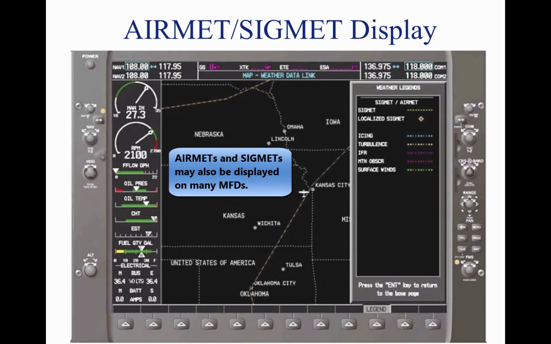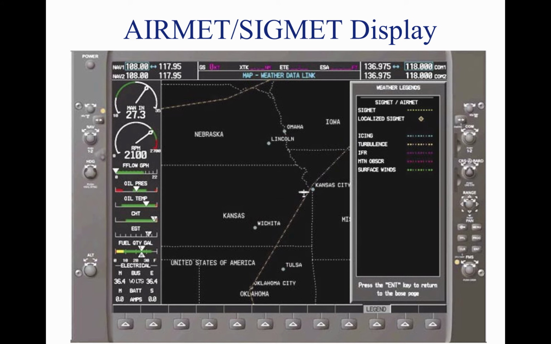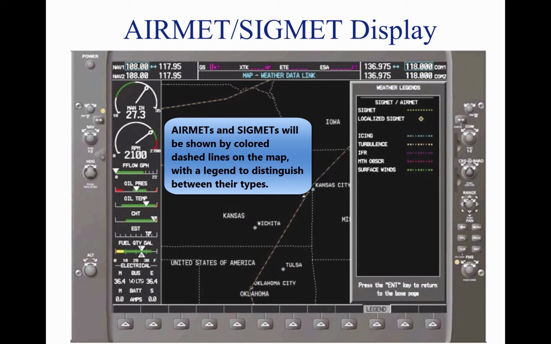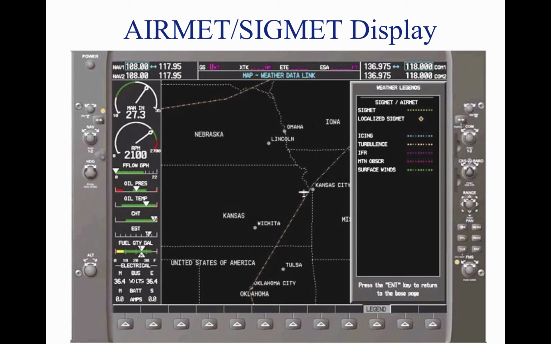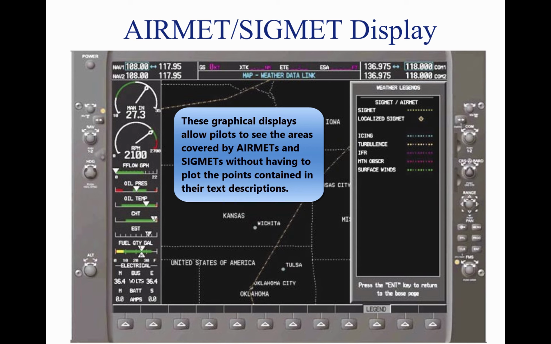AIRMET SIGMET information is available for the displayed viewing range on the MFD. Some displays are capable of displaying weather information for a 2,000-mile range. AIRMETs and SIGMETs are displayed by dashed lines on the map shown above. The legend box denotes the various colors used to depict the AIRMETs, such as icing, turbulence, IFR weather, mountain obscuration, as well as surface winds. The great advantage of the graphically displayed AIRMET SIGMET boundary box is the pilot can see the extent of the area that the report covers. The pilot does not need to manually plot the points to determine the full extent of the coverage area.